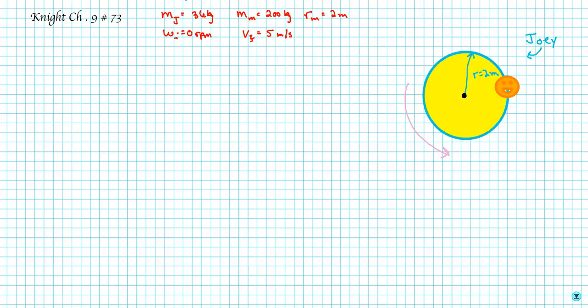Because of all of this, our object is going to start rotating, and we know that angular momentum needs to be conserved. So we can say that L sub i is equal to L sub f. And this L becomes the sum of the angular momenta for both objects, the merry-go-round and Joey. So the merry-go-round has its own I omega term, and Joey also has his own I omega term, and that has to be equal to the finals on the other side.